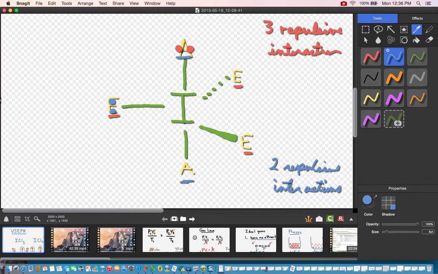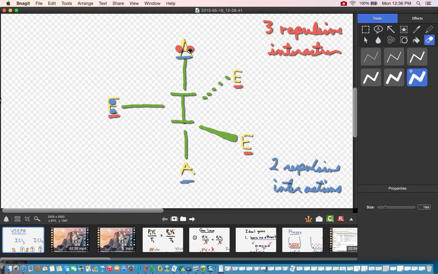The thinking here is very simple. It's better to have 2 repulsive interactions than 3 repulsive interactions. Therefore, the lone pairs must lie in the equatorial positions. So now I'm going to take off these labels. And we're going to replace these labels with, in the case of the equatorial position, 2 of the 3 equatorial positions will have lone pairs. I know iodine has 2 lone pairs.